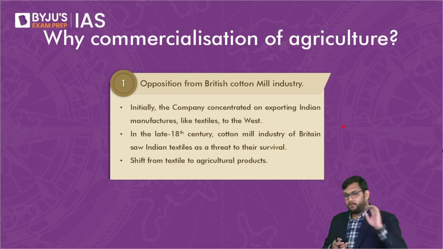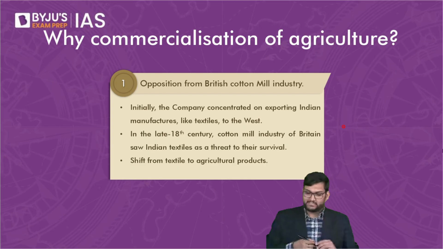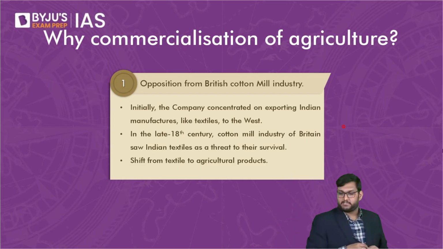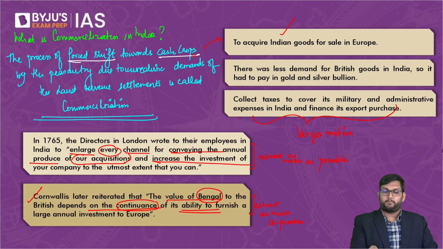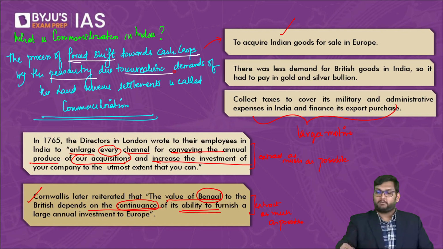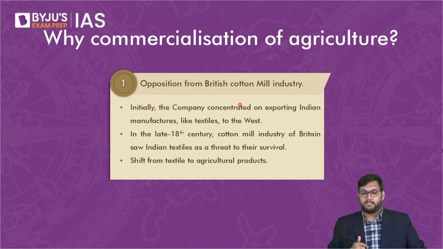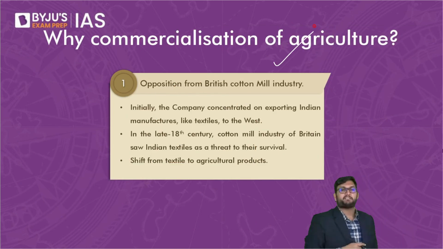Now, why did they commercialize India? Commercialization, as I said, is very simply the forced shift of the peasantry towards cash crops for unrealistic demands, and that was also in consonance with what they wanted. The two processes came together. They want cash crops. We were forced to do cash crops. Now, why commercialization of agriculture?